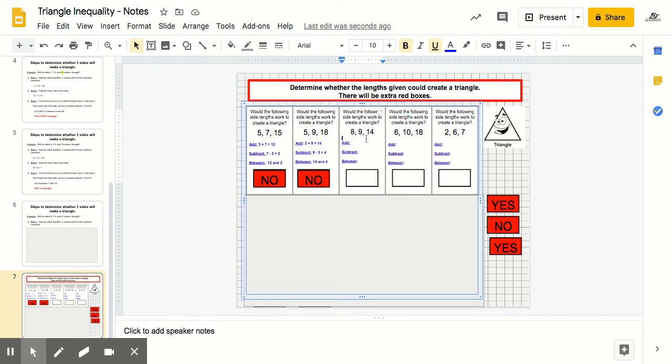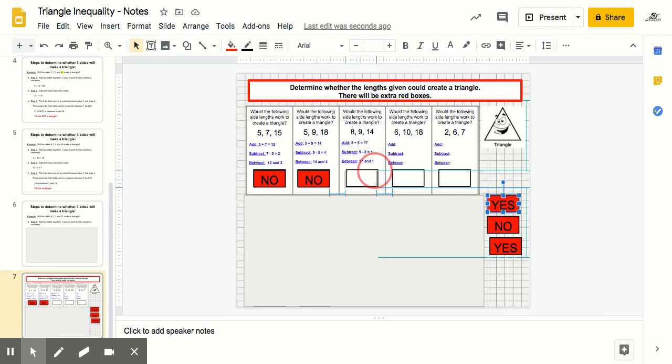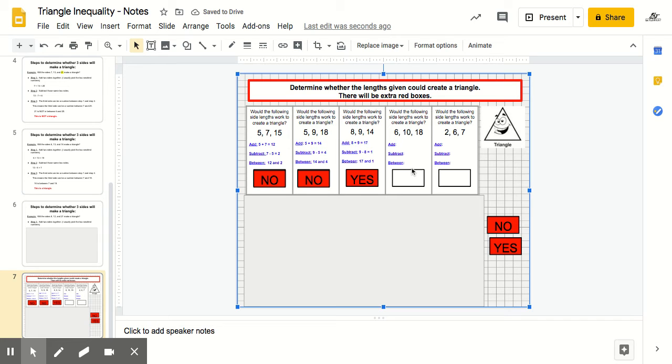Would these three side lengths work? Again, we have to add two side lengths together. 8 plus 9. 8 plus 9 is 17. Then we're going to subtract those same numbers. 9 minus 8, which is 1. So now that third side length has to fall in between 17 and 1. Does 14 fall in between 17 and 1? Yep, it absolutely does. So I'm going to drag a yes box into the corresponding rectangle because I know those three sides do in fact make up a triangle.